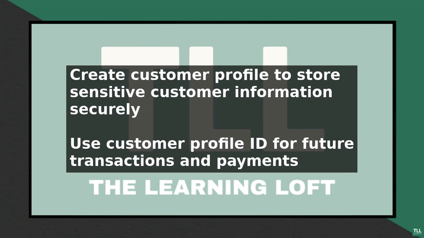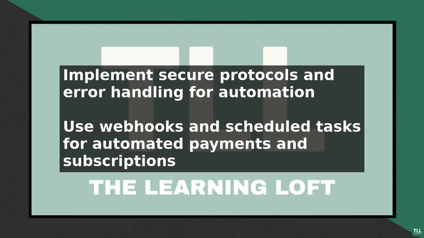In terms of practical examples, you can use the Authorize.Net API to create a customer profile and then use the customer profile ID to charge the customer's credit card. You can also use the API to retrieve a list of customer profiles and update or delete existing profiles.